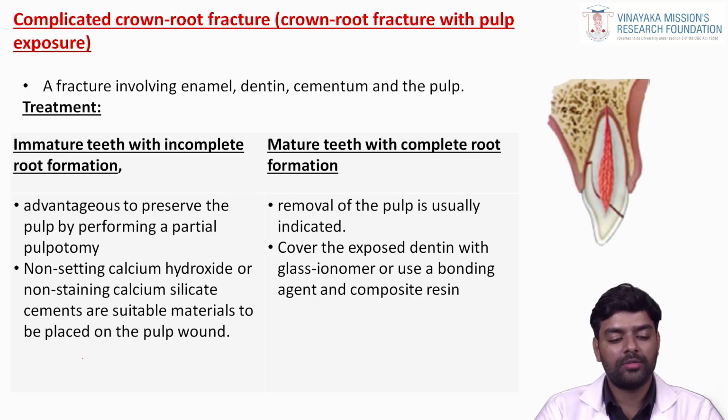The treatment protocols: for immature teeth with incomplete root formation, the main advantage is to preserve the pulp by performing a partial pulpotomy, then placing a non-setting calcium hydroxide or non-staining calcium silicate cement or suitable material on the pulpal wound. The treatment protocol for mature teeth with complete root formation is that removal of the pulp is usually indicated. Cover the exposed dentine with glass ionomer or use a bonding agent and composite resin.